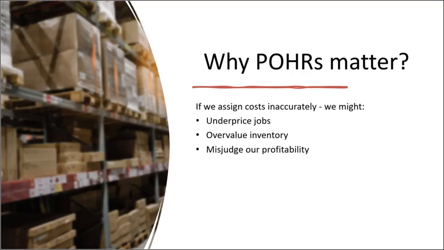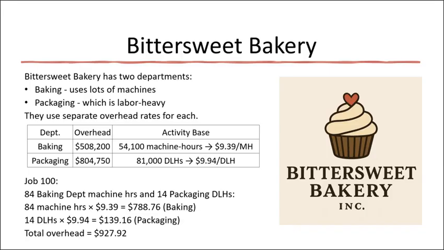What if one department uses more machine time and another uses more labor? Well, next up, we'll take this even further with multiple predetermined overhead rates. A lot of companies, especially those with multiple departments, overhead isn't used the same way everywhere. Let's look at Bittersweet Bakery, which runs two departments: baking, which uses a lot of machines, and packaging, which is very labor heavy. They use a separate overhead rate for each, and here are the estimates.